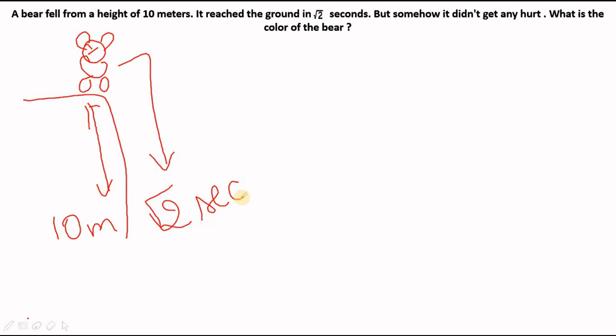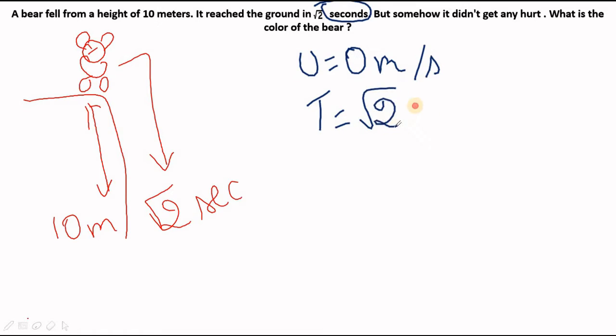So then, it would of course be at rest at the beginning. So let's write u, the initial velocity, which would be nothing but 0 meter per second. Do you agree with me? Okay, then we also know the time that it took. So let's write the time also. T is equal to root 2 seconds. So this is the information that is given to us from the question.